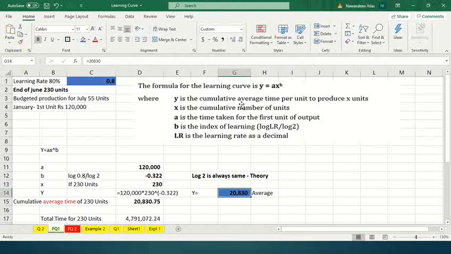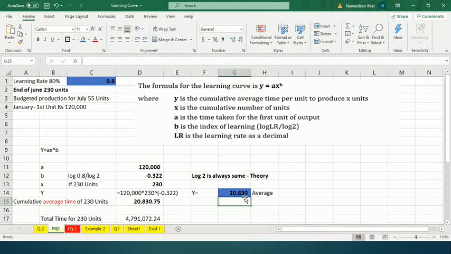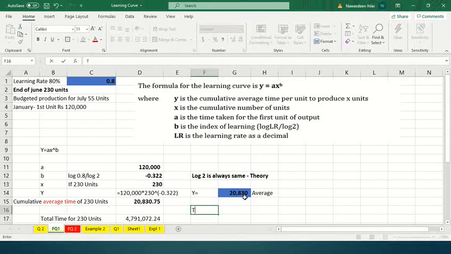So cumulative average time per unit. Here the cumulative average time per unit will be 20,830. So how to find the total time? So total time to produce 230 units.